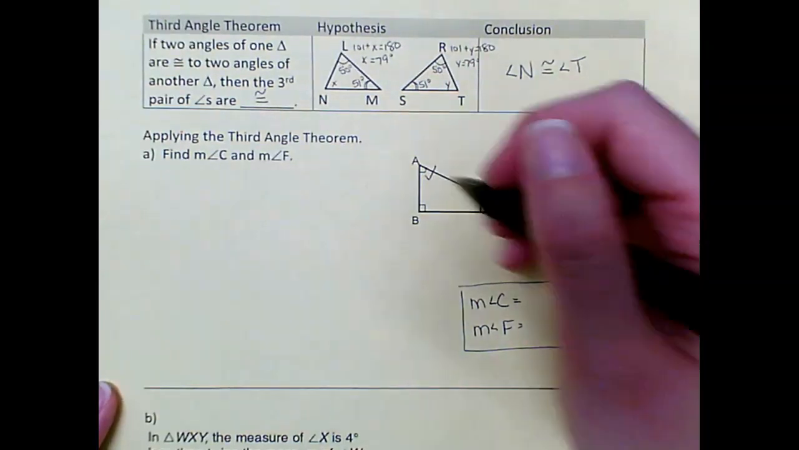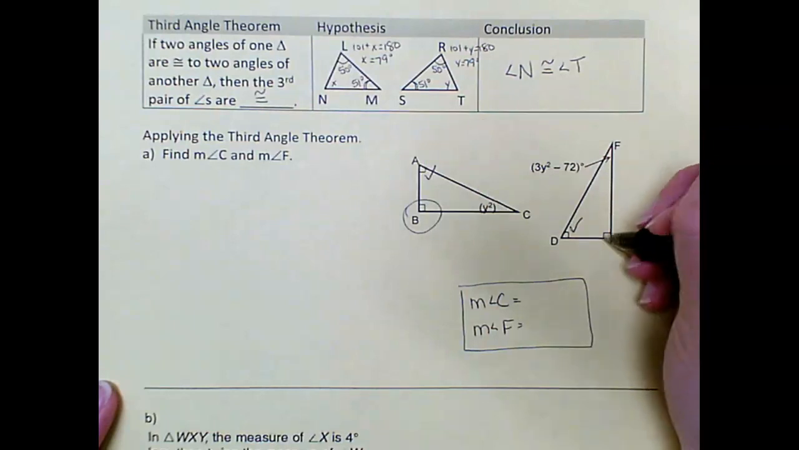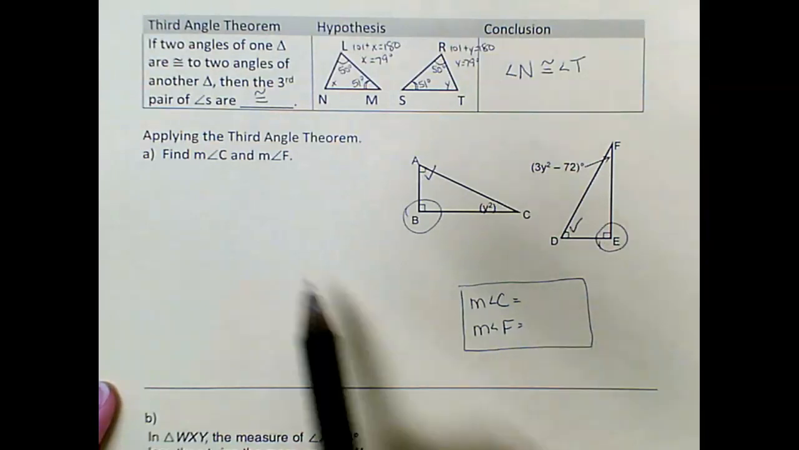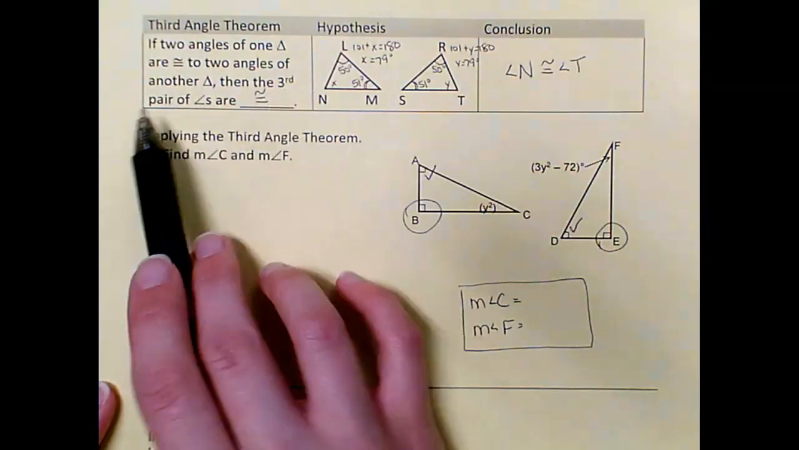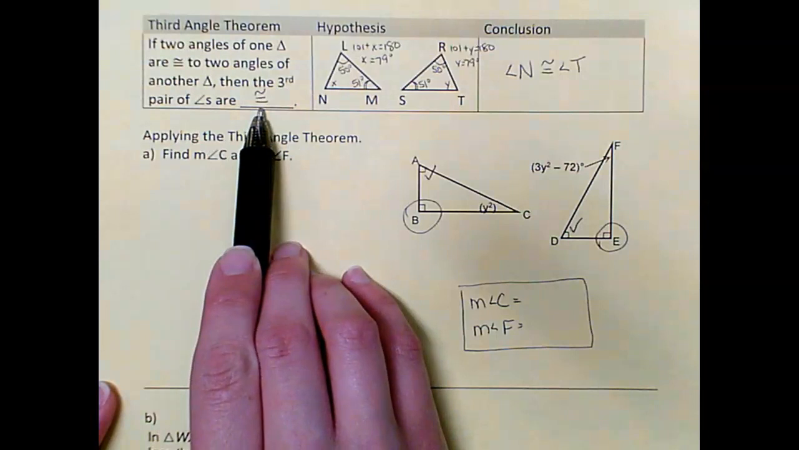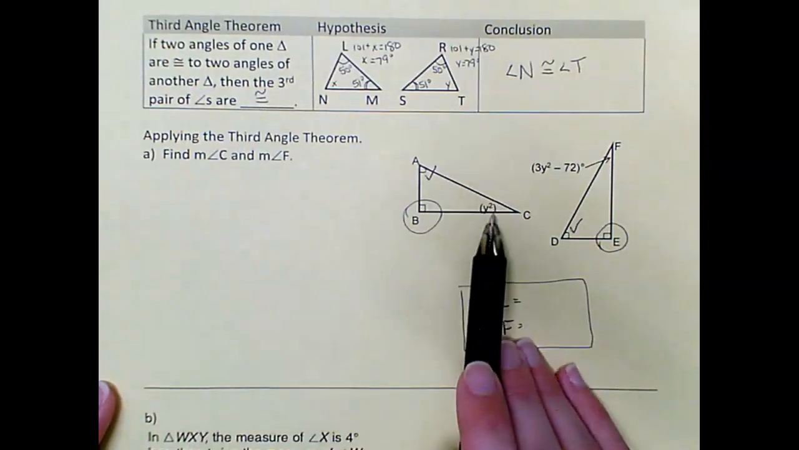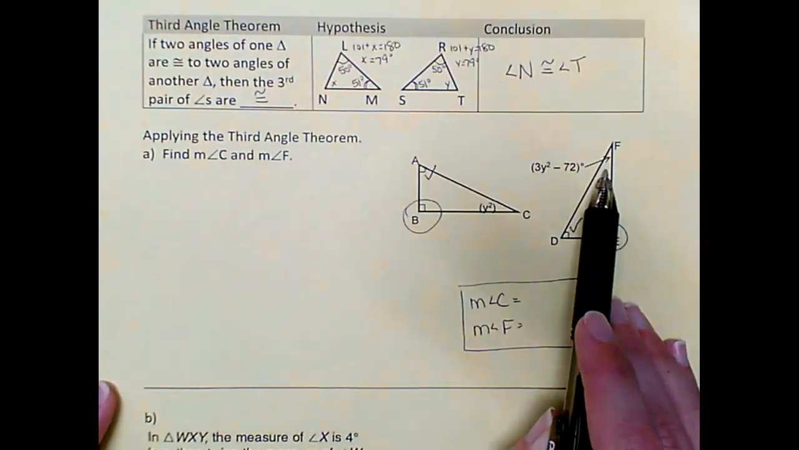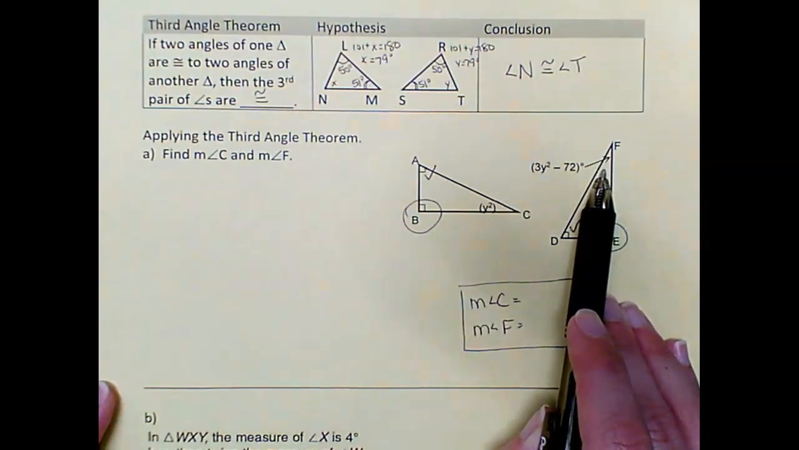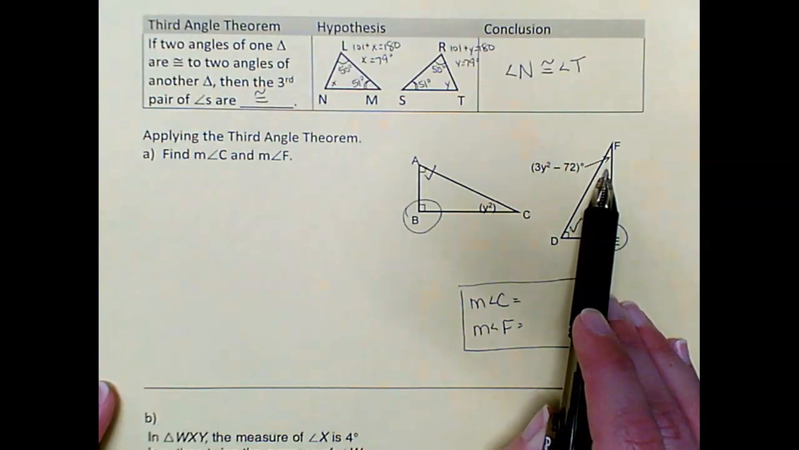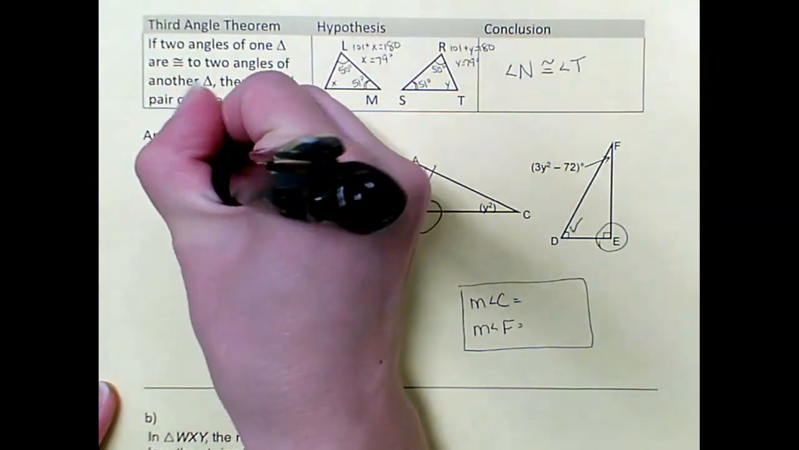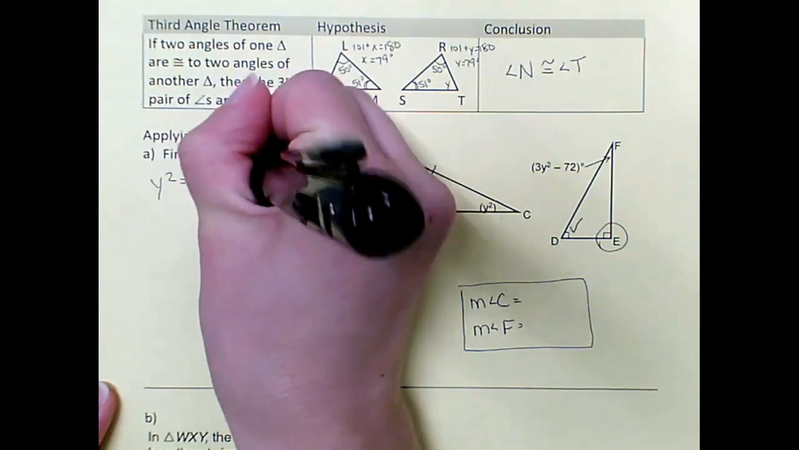I see that angle B is a right angle and angle E is a right angle. Those two are congruent to each other. So the hypothesis of our third angle theorem is satisfied. That means that the conclusion is the third pair of angles are congruent. So that means that y squared, the measure of angle C, should be equal to 3y squared minus 72, which is the measure of angle F. So I can go ahead and set those two equal to each other. Y squared equals 3y squared minus 72.